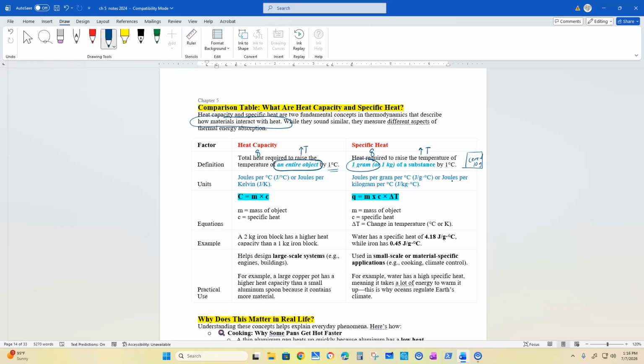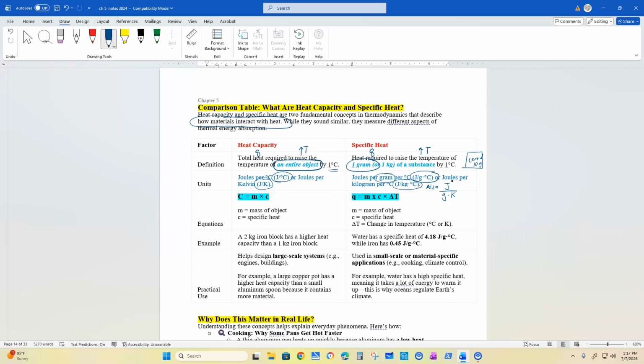The units are different. We've already talked about joules. For heat capacity, the units are either joules per Celsius or joules per Kelvin. For specific heat, we actually need to know the mass. So we need joules per gram degrees Celsius or joules per kilogram degrees Celsius. We're only sticking with the grams. We don't usually do kilograms. This also could be joules over grams times Kelvin. Do not put a degree sign by Kelvin. Remember, Kelvin is a calculation, not a thermometer. So you could do that one too.